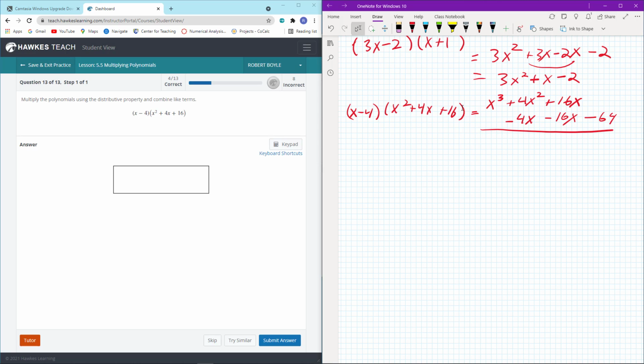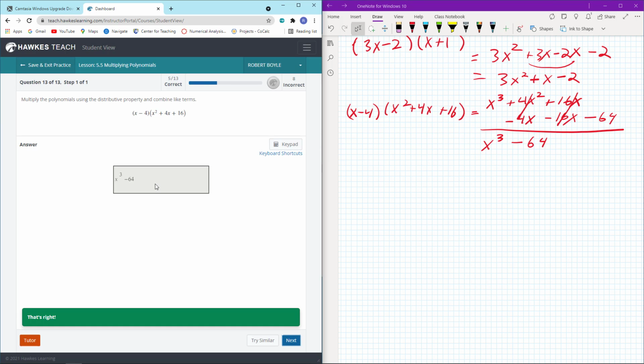And then when we add these, we have x cubed. These cancel, and you're left with negative 64. And there you go. Now the other thing I wanted to show you is that 4 cubed, you guessed it, is equal to 64. So this is equal to x cubed minus 4 cubed. And that is all I have for this particular section.